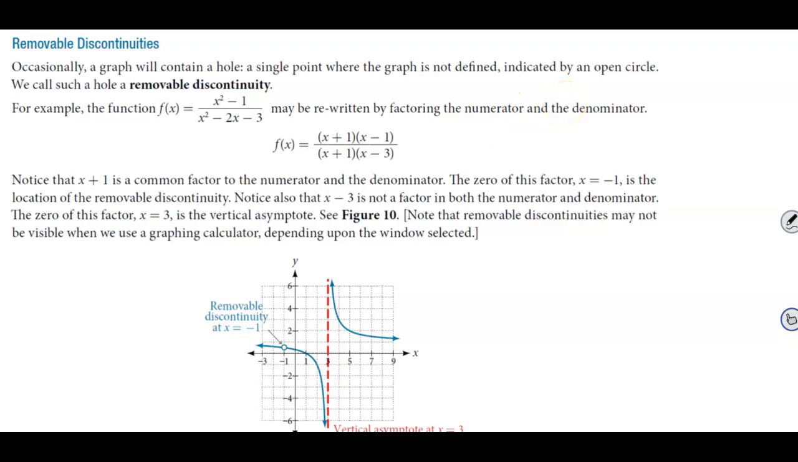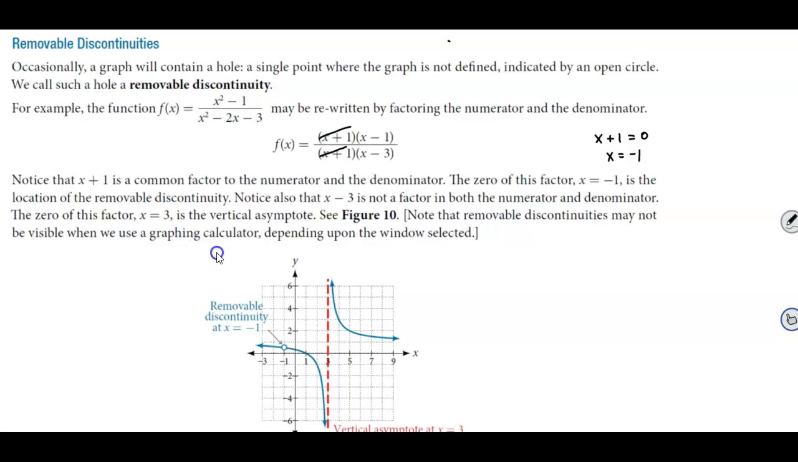Well, you can notice that we have a common factor in the numerator, which is x plus 1, and a common factor in the denominator, which is x plus 1. So notice that x plus 1 being a common factor to the numerator and denominator, the zero of this factor is x equals negative 1. So if we take x plus 1 and set that equal to 0, we have x is equal to negative 1. And that is going to be the location of the removable discontinuity.